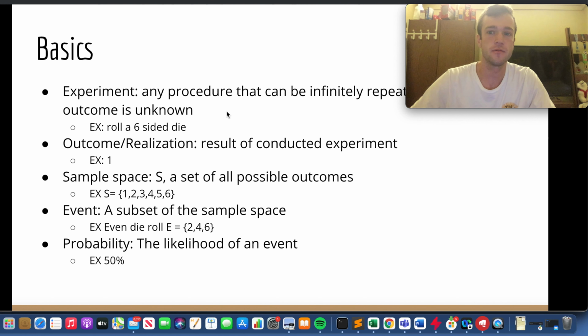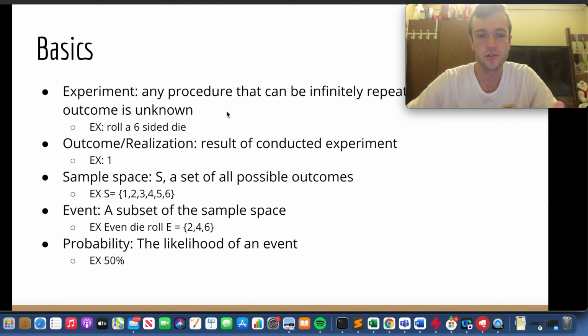So to start off, we're just going to go over basic terminology. An experiment is any procedure that can be infinitely repeated with an unknown outcome. The typical example is flipping a coin, but for this, I'm going to use rolling a six-sided die for the rest of these examples. Then the outcome is the result of the conducted experiment. An example is a 1, but you could also have every other number on a six-sided die.